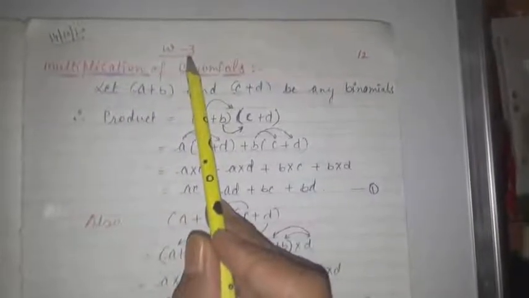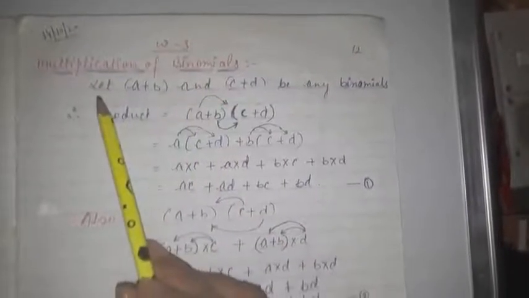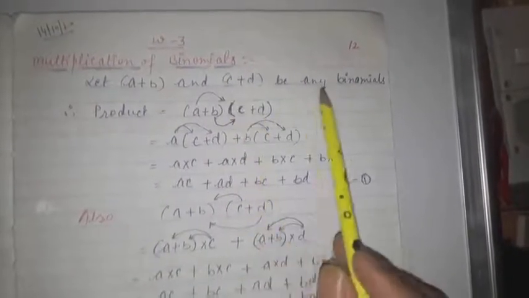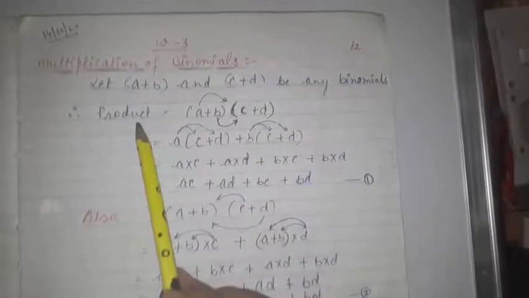Dear students, today we will discuss multiplication of binomials. It is worksheet 3, chapter number 6, algebraic expressions. Let us take some examples. One binomial is given, that is a plus b, and the second binomial is c plus d. We have to find their product.